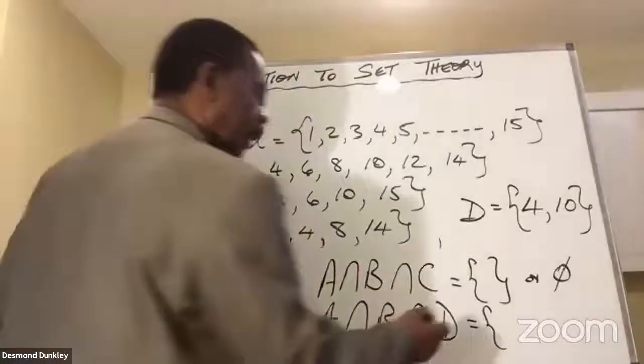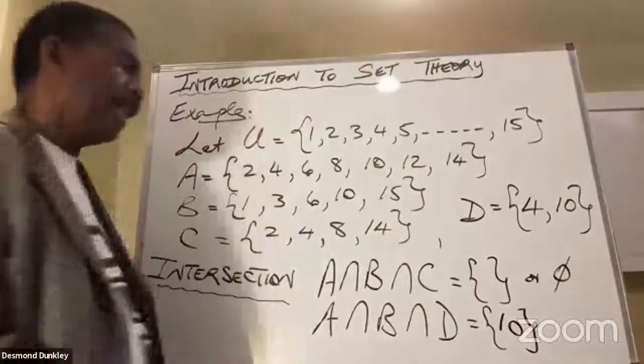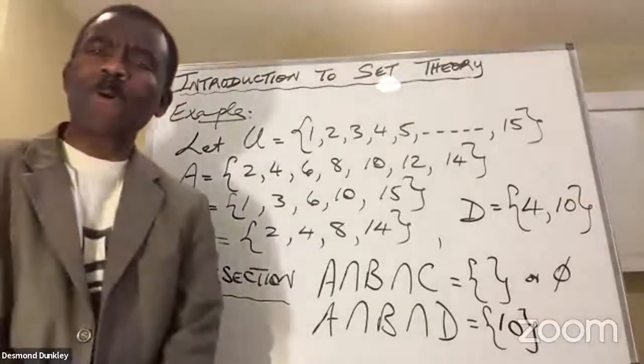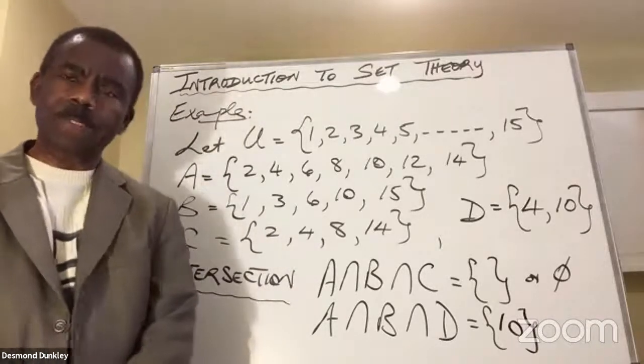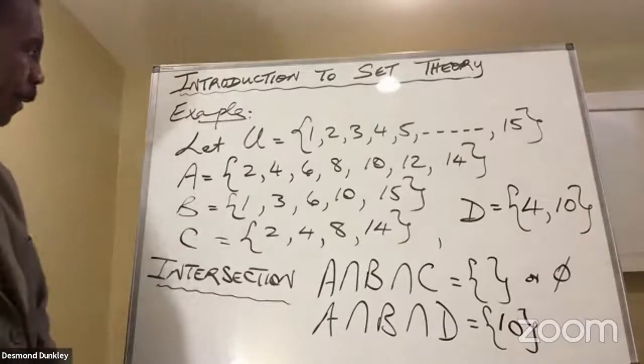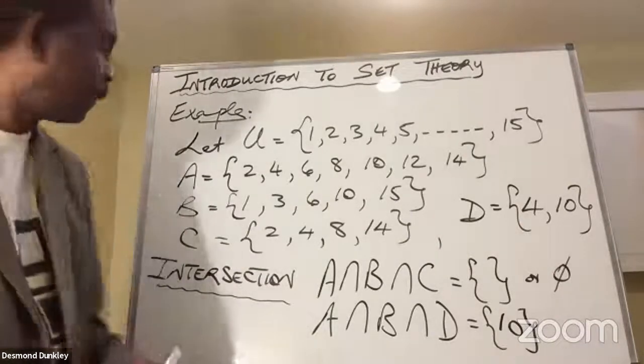So therefore, there is a yes. And that will be the intersection of all three sets. Okay? Pretty cool, isn't it? Okay, let's continue the exploration.